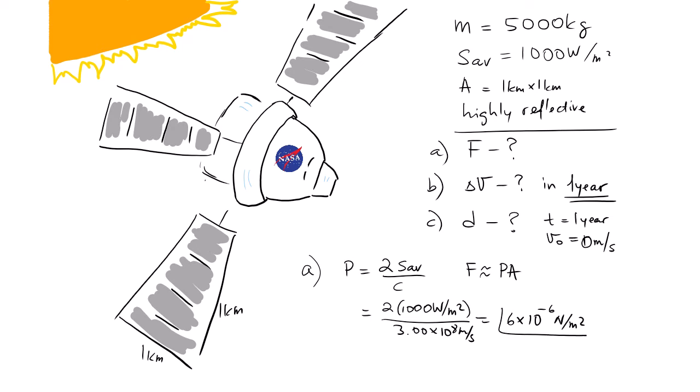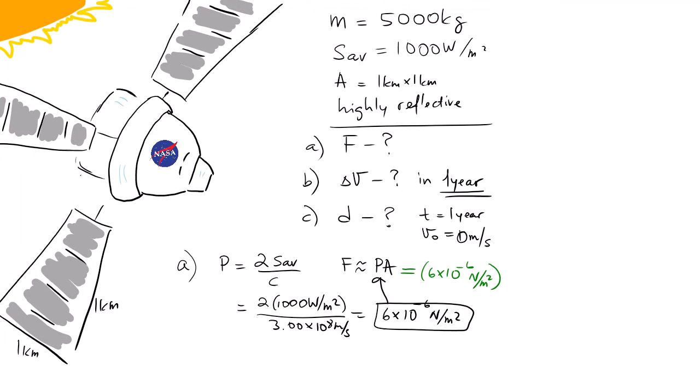Now, if I plug this in here, I will get force equals 6 times 10 to the negative 6 newtons per meter squared, times, well, 1 kilometer is 10 to the 3 meters, and times again 1 kilometer, that will make it 10 to the 6 meters squared as an area, and we will end up getting 6 newtons.